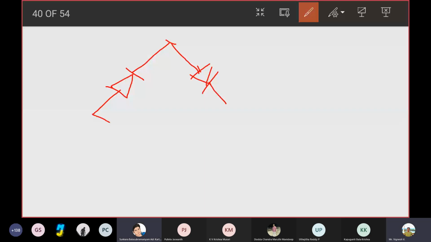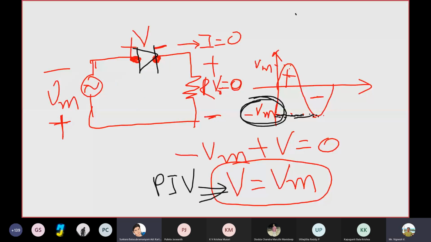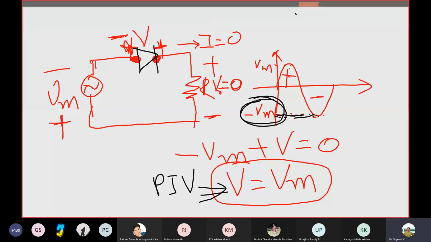So in half wave also, only because of the open circuit, the resistor got neglected, no sir, because the current will become zero. That's why, no sir. Yes, of course, right? This is plus, this is minus, right?